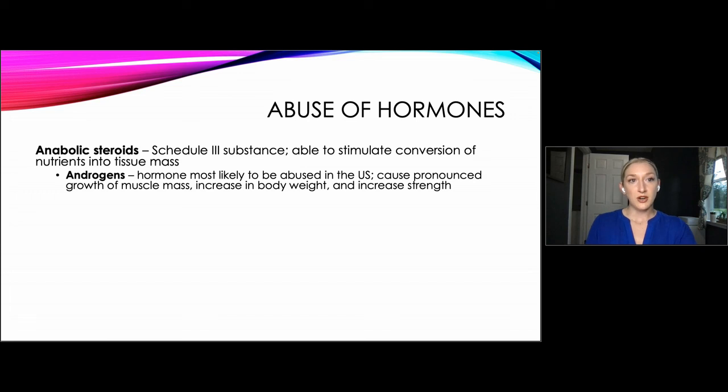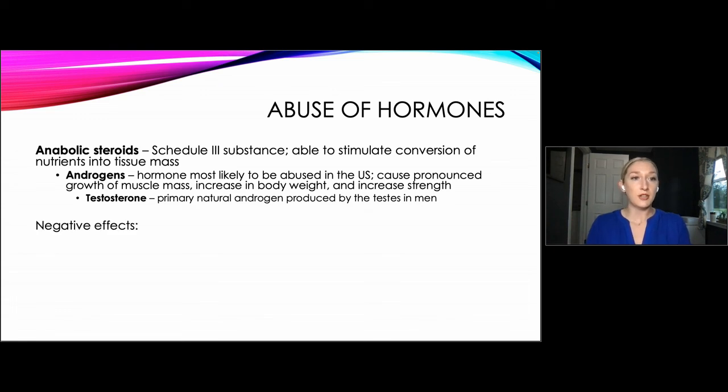So androgens here are the hormone most likely to be abused in the United States because it causes pronounced growth of muscle mass, increases body weight, and can increase strength. Testosterone is an androgen and is the primary natural androgen produced by the testes in men.